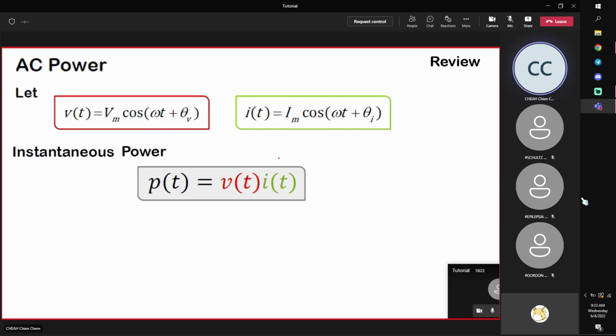And basically, we know that power is defined as voltage times current. In AC signals, we have voltage and currents as functions of time, and they are characterized by the peak values, the frequency, as well as the phase angle. If you multiply these two signals together, this is called the instantaneous power, in the sense that you can calculate the power at any particular time instance.